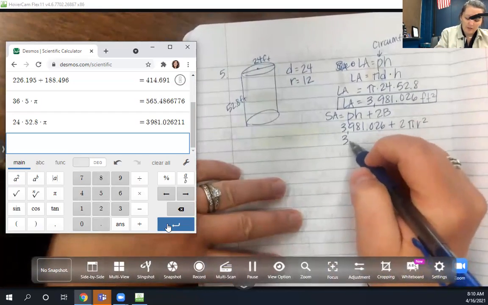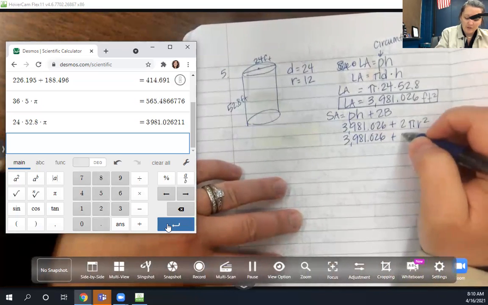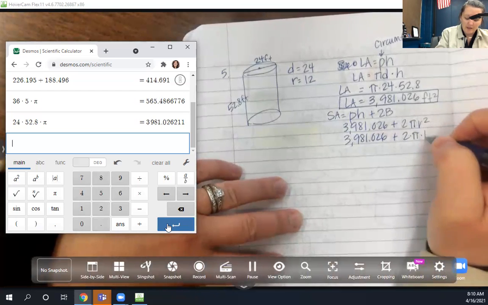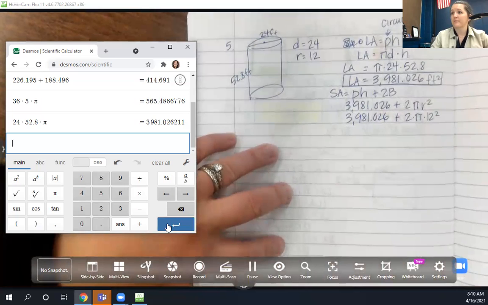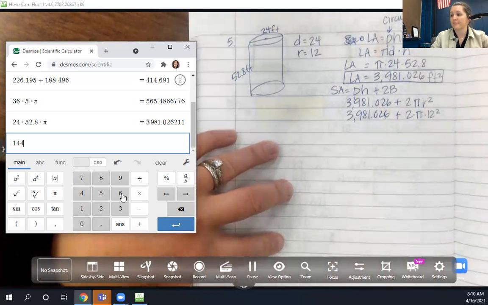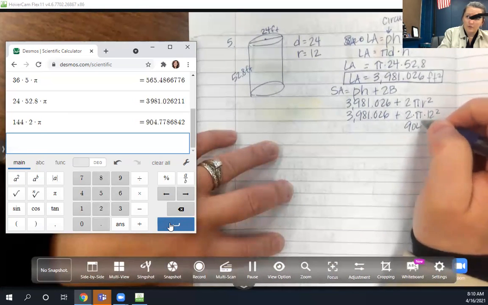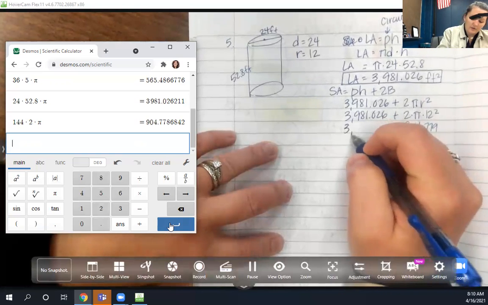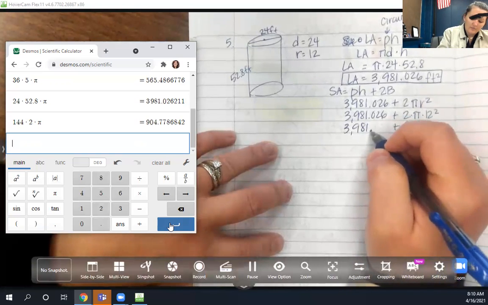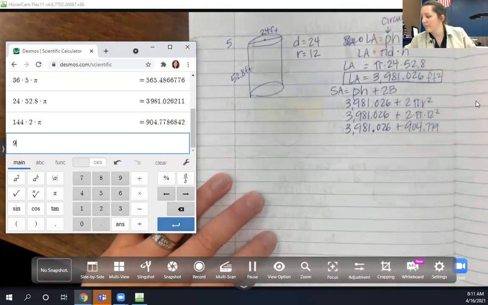So here we go, 3,981.026 plus 2 times pi times 12 squared. Square your number first, so it's 144 times 2 times pi, 904.779 plus 3,981.026. Let's see what our total surface area is. This is going to be a big number.